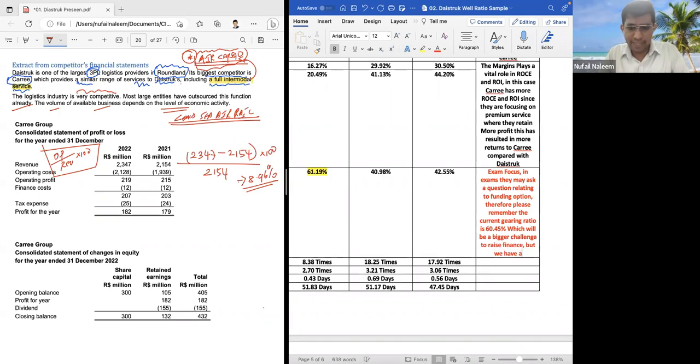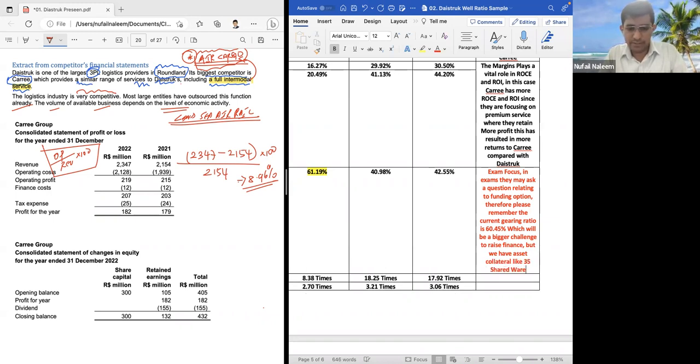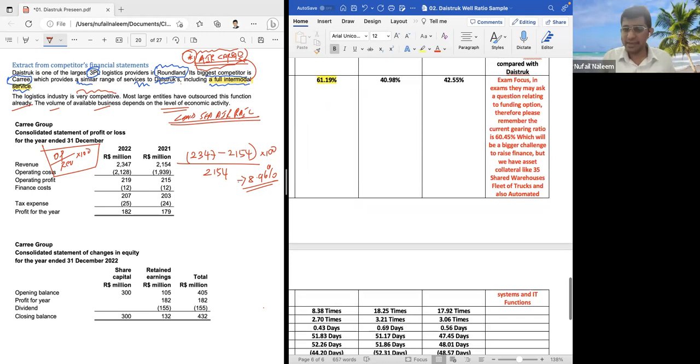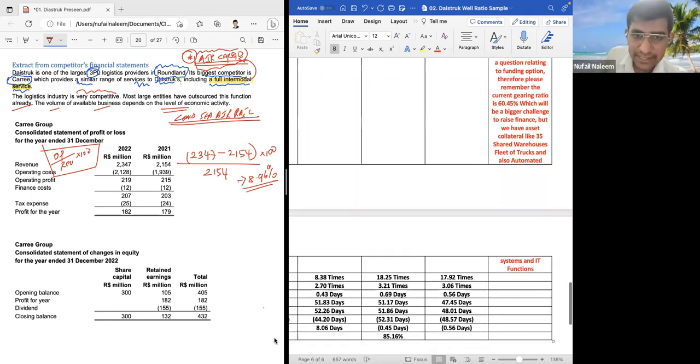But we have asset collaterals like 35 warehouses, shared warehouses, a fleet of vehicles, a fleet of trucks, and also automated systems and IT functions. So students, get it very clearly, this will be a bigger challenge for us. It's quite a high proportion of debt, that's correct.